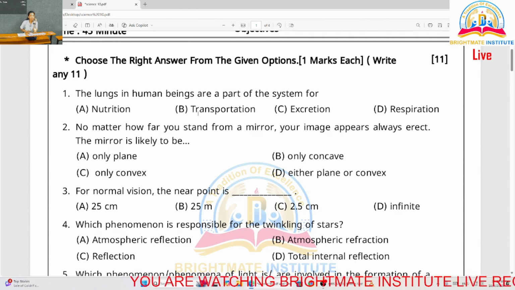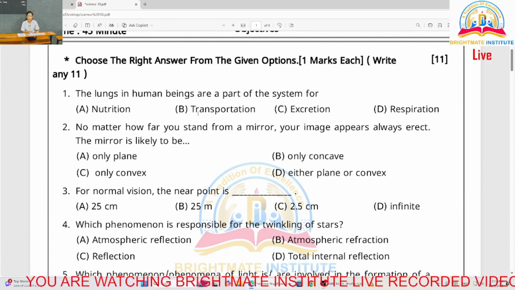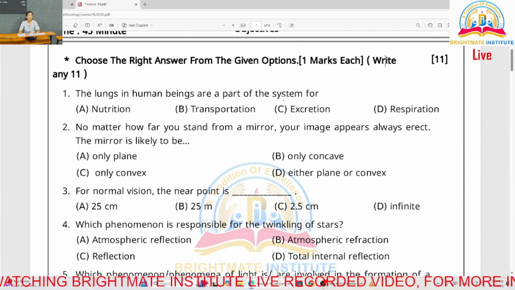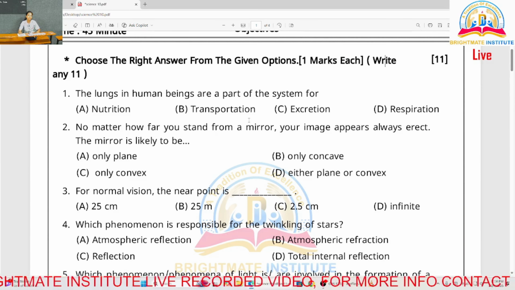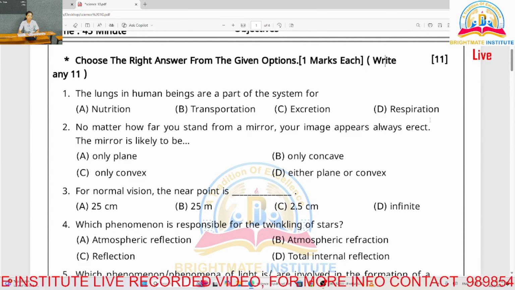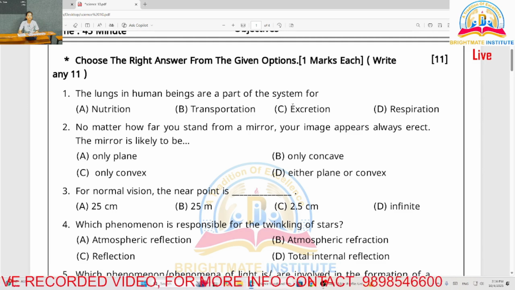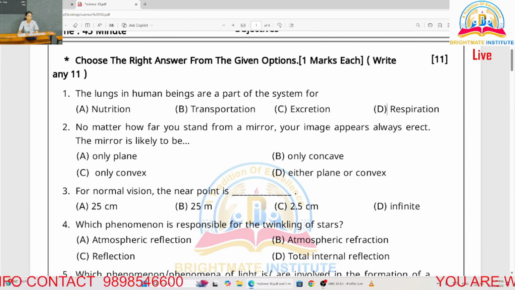Today we will be discussing the objectives which were asked in the previous board exams. So the first one is: the lungs in human beings are a part of the system for, four options are given: nutrition, transportation, excretion and respiration. As we have studied about the organs involved in the respiratory system, that are the lungs. So here the correct answer will be option D, that is respiration.